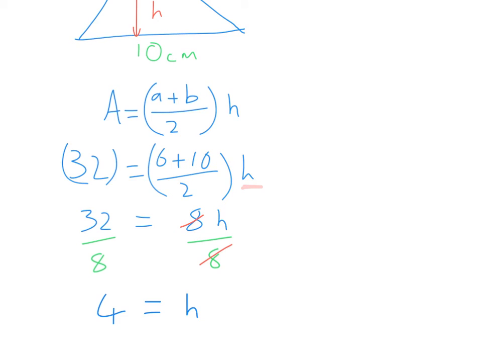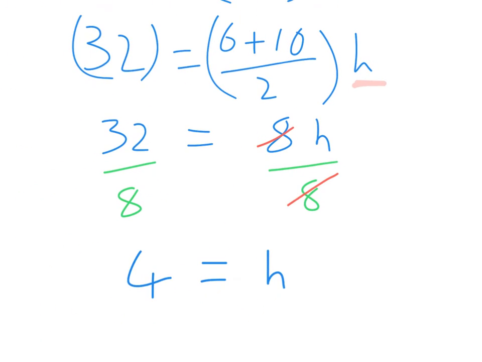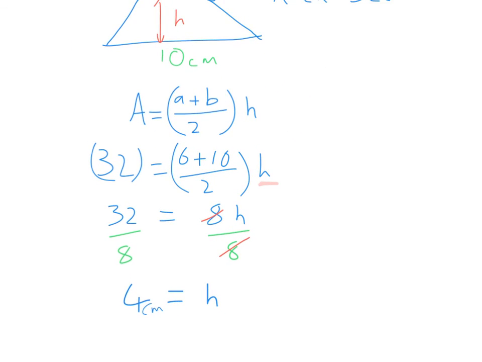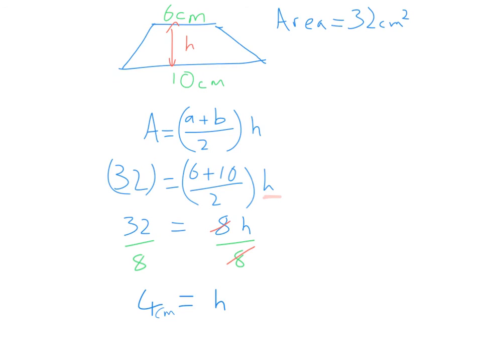Now at this point in a geometry question, you should be double checking: have I left out a unit? And in this case you have. When we're talking about measurements, we're always measuring in centimeters or meters for distance. If you're not sure which one to use, then just use the one that's given to you in the question. So here we're talking about centimeters and centimeters squared, so that's what we'll stick into our answer.